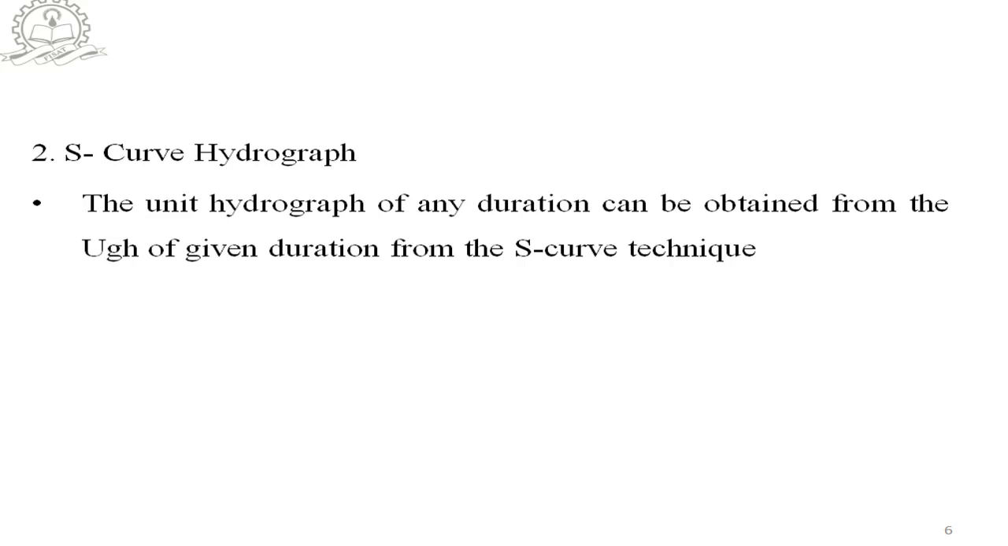Next method is the S-curve hydrograph. With the method of superposition, we cannot convert a unit hydrograph of 4-hour duration to 2-hour duration, that is a fractional multiplication, or 4-hour duration to 5-hour duration, that is also a fractional multiplication. So we can use the S-curve hydrograph for converting a unit hydrograph of any duration into different durations. So I will discuss what an S-curve is.